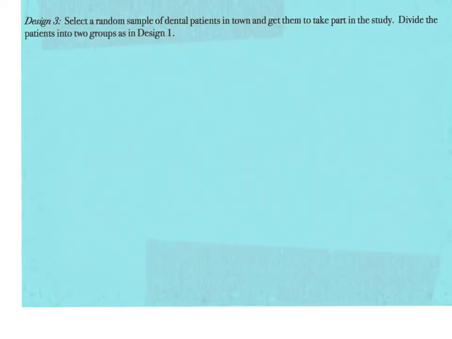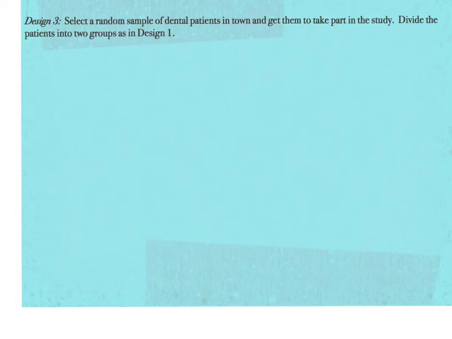Now let's take a look at design 3. The dentist will select a random sample of dental patients in town and get them to take part in this study. She divides the patients into 2 groups as in design 1. And going back to design 1, the 2 groups were patients that already took 500 milligrams of vitamin C and patients who did not take 500 milligrams of vitamin C.